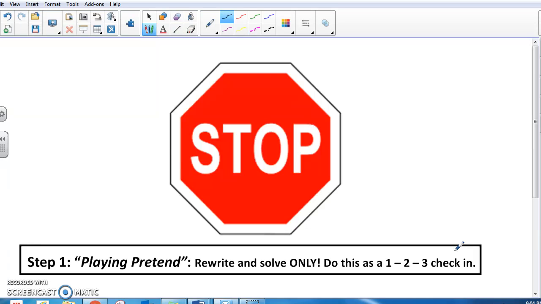So at this point, I want you to stop, actually hit pause on the video, and you're going to go to the next part of the worksheet that says step 1, playing pretend. For this one, I only want you to practice step 1. So I want you to rewrite the problem without any decimal points in it and solve it as if they're not decimal numbers, but they're whole numbers. That's step 1 of multiplying decimals. You are going to do these 6 problems as a 1, 2, 3 check-in. These directions are on the sheet as well, so go to the worksheet where you left off and try just step 1. Give it a shot.